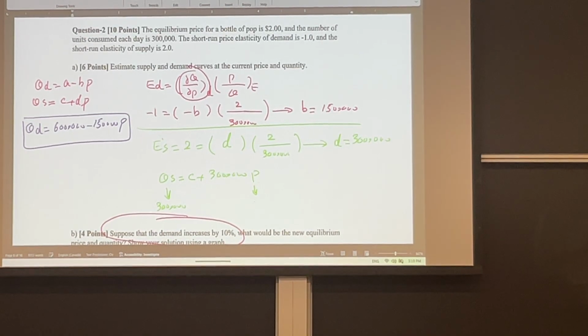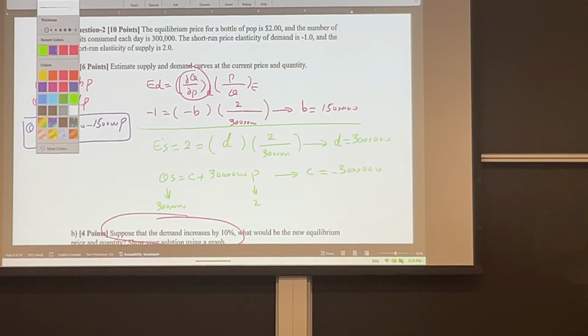This is 2. So how much should we see? Minus 300,000. Right? So I'm going to get the supply, quantity this one.